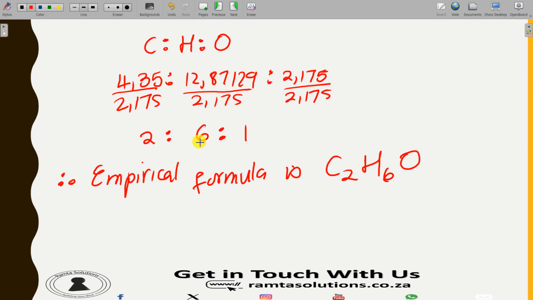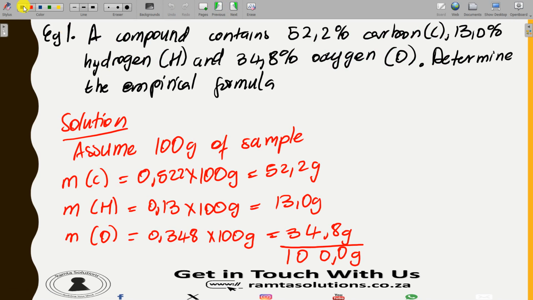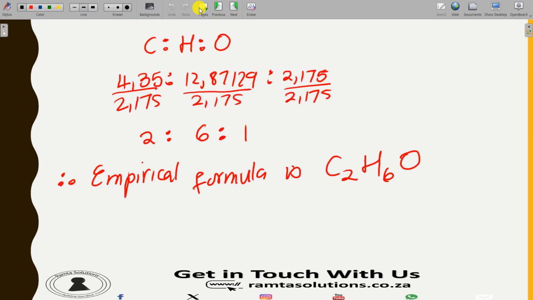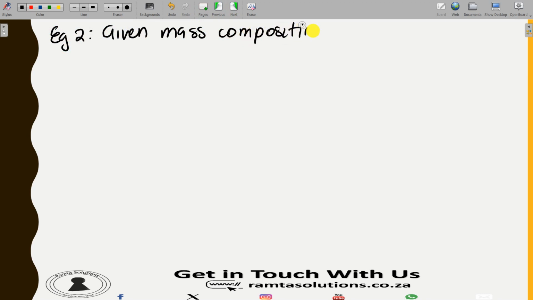So this example was when you are given percentage compositions. Now let's try example 2, given mass composition.